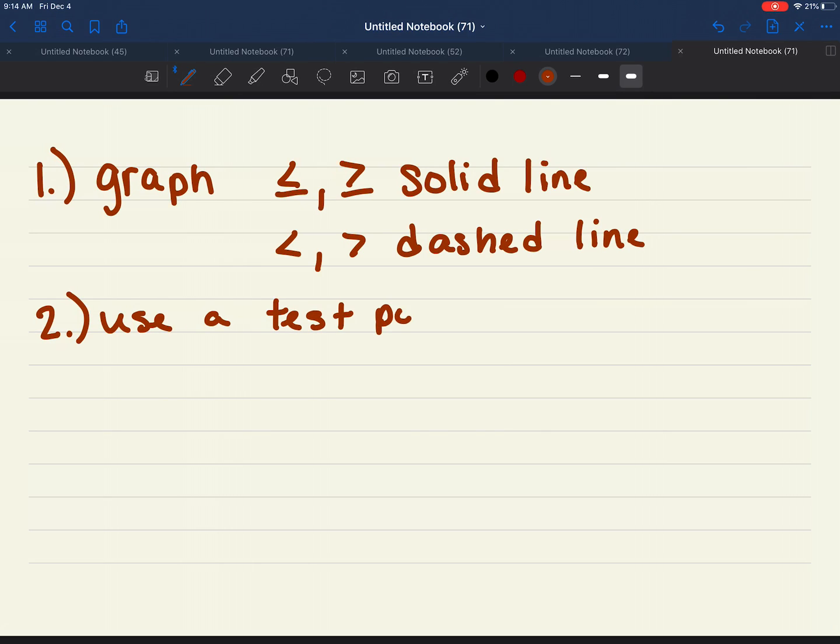Okay, then we're going to use a test point, which would be any ordered pair on the graph. And we'll use that to determine which half of the plane should be shaded.